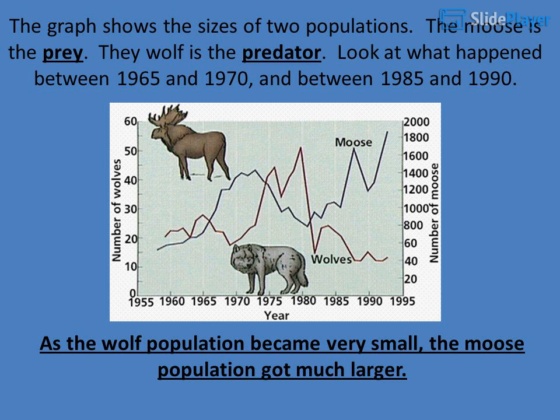The graph shows the sizes of two populations. The moose is the prey. The wolf is the predator. Look at what happened between 1965 and 1970, and between 1985 and 1990. As the wolf population became very small, the moose population got much larger.